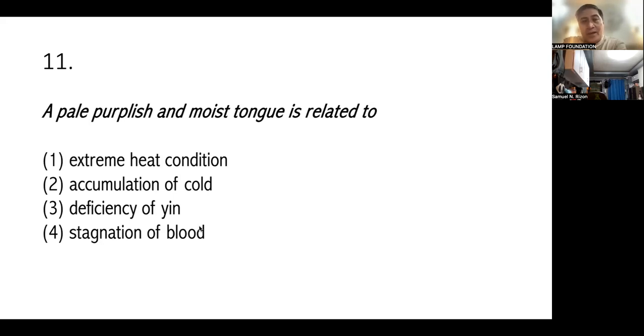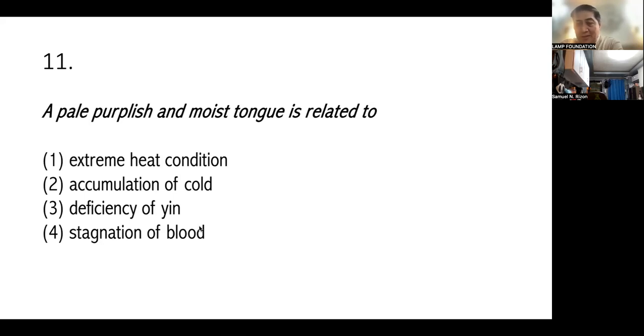Yin deficiency with empty heat? Gaano kakapal ang coating? Slight lang po. So slightly makapal ang coating ng yin deficiency with empty heat. Yeah po.